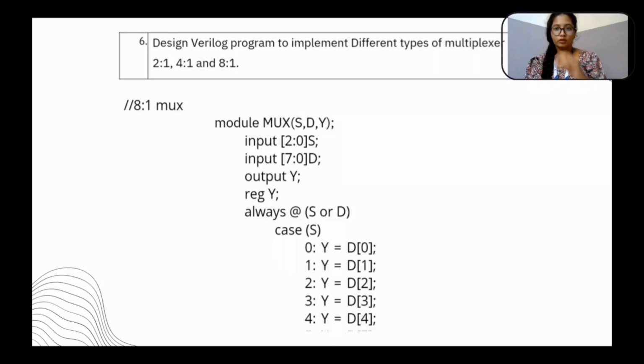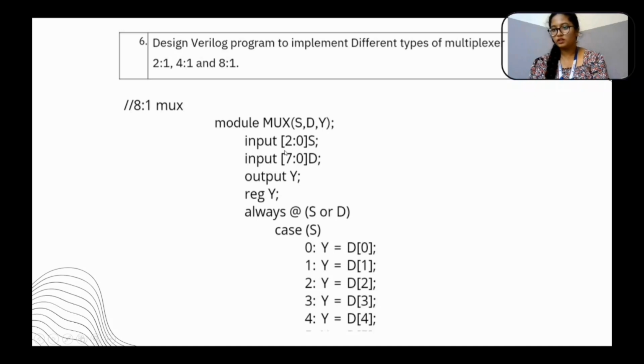Today I am going to discuss the 6th program of the DDCO, that is, design a Verilog program to implement different types of multiplexers: 2 to 1, 4 to 1 and 8 to 1 multiplexers. Here is the 8 to 1 multiplexer. I am naming the module mux, and here S is the select lines, D is the inputs and Y is the output.